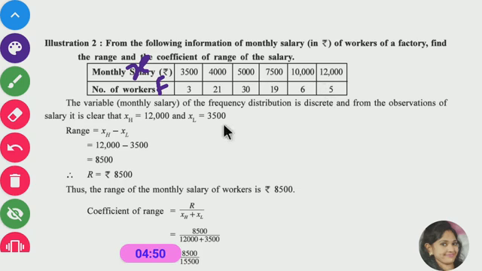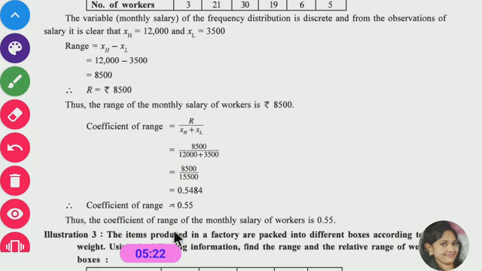From the observations of salary, it is clear that the highest value, XH, is 12,000 and the lowest value is 3500. So R is equal to XH minus XL, 12,000 minus 3500, range is equal to 8500. Now we will find the coefficient of range. Coefficient of range is equal to R upon XH plus XL, that is 8500 upon 12,000 plus 3500.